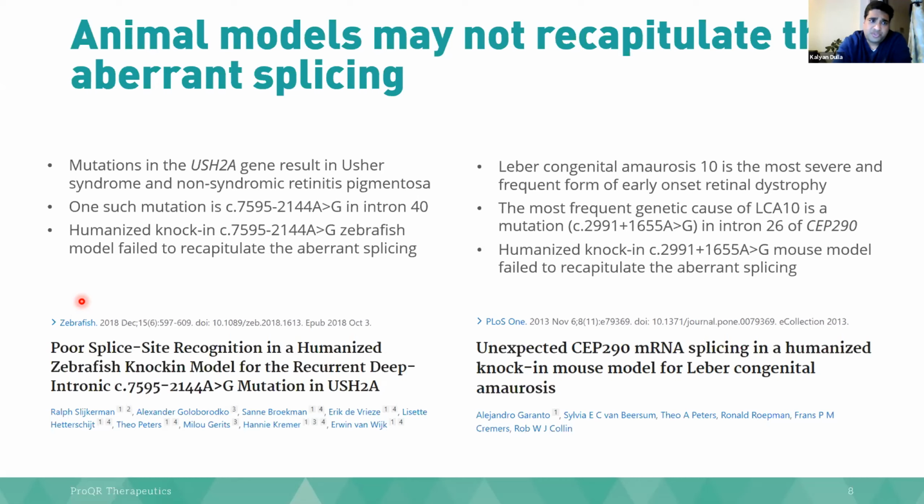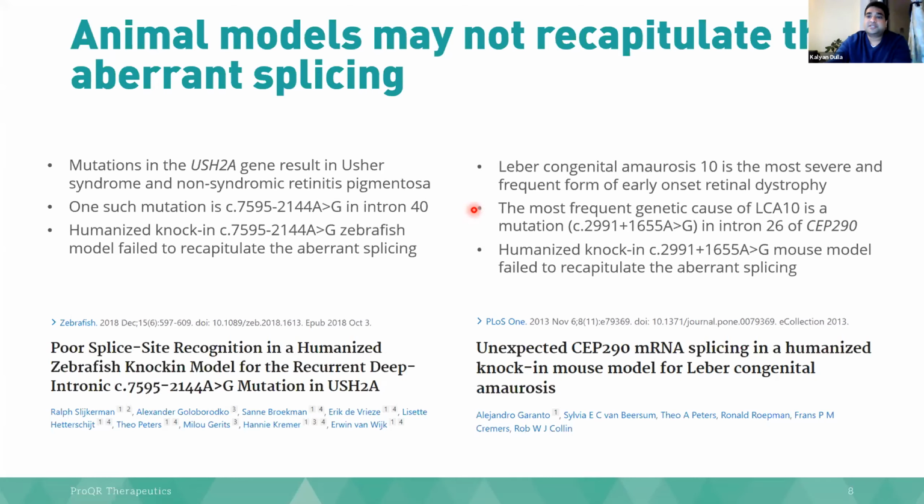be very useful. For example, mutations in the USH2A gene result in Usher syndrome and non-syndromic retinitis pigmentosa. One such mutation is c.7595-2144A>G. This is an intronic mutation in intron 40. This is also called the PE40 mutation. A humanized knock-in zebrafish model was generated for this mutation to help understand the disease and to aid the drug development process. However, this model failed to recapitulate the aberrant splicing mediated by this mutation and thus turned out to be not very useful.